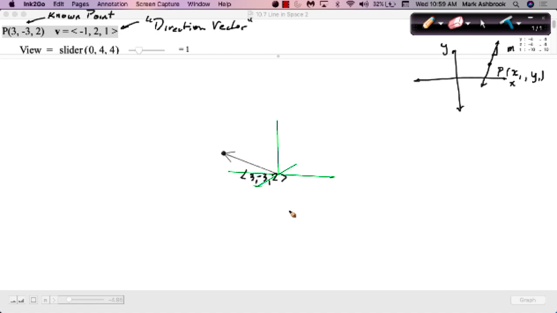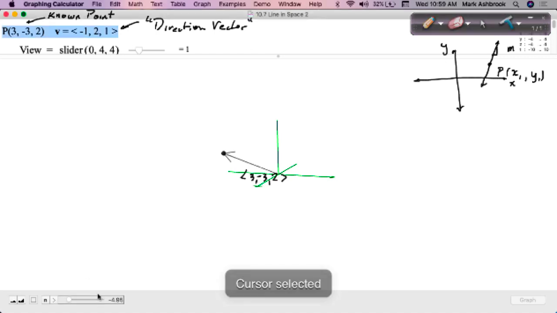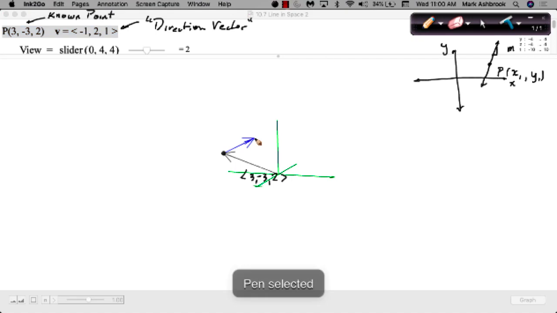From there, I'm going to take my direction vector and put its tail at the tip of the known point vector. That's the vector negative 1, 2, 1. And so that's the orientation of my line, right? So didn't I just find another point on the line? What point did I find? So this is a new point on the line. So I had the point 3, negative 3, 2. Now I have another point. What's my new point on the line?